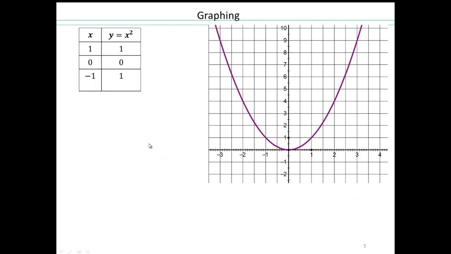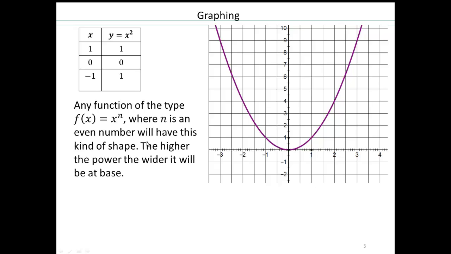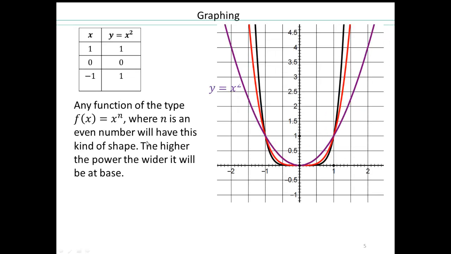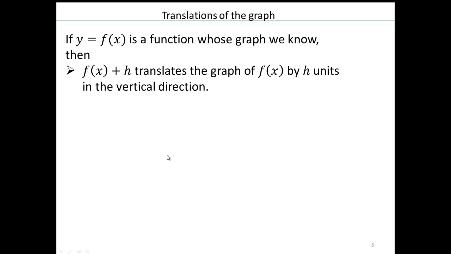Similarly, if you have the x squared graph, all even powers will have similar graphs, and the only difference is how wide it is at the base. So let's look at translations of graphs that we saw before. If you have y equals a function and the graph is given to you, and you want to know what happens to the graph of f of x plus a number, the effect is that it translates the graph of f by h units in the vertical direction. If you have a positive number here, go up that many units. A negative number here will take it down that many units.